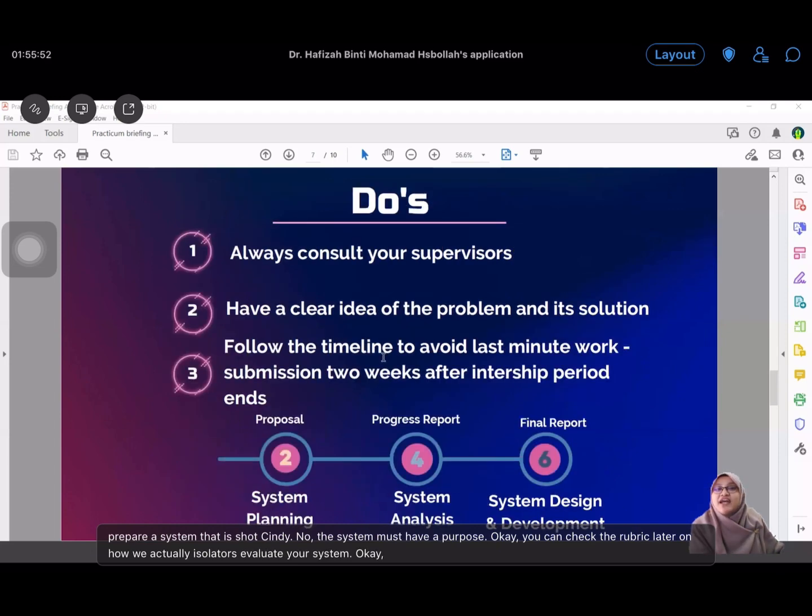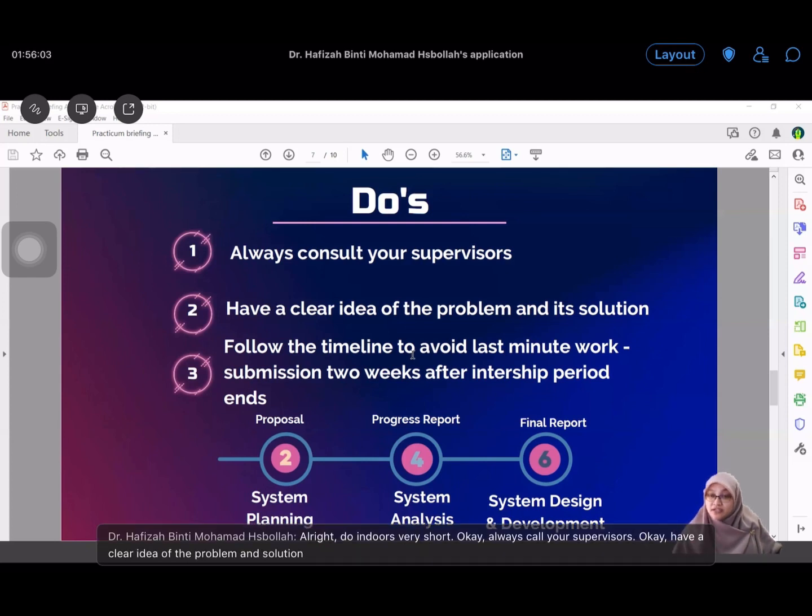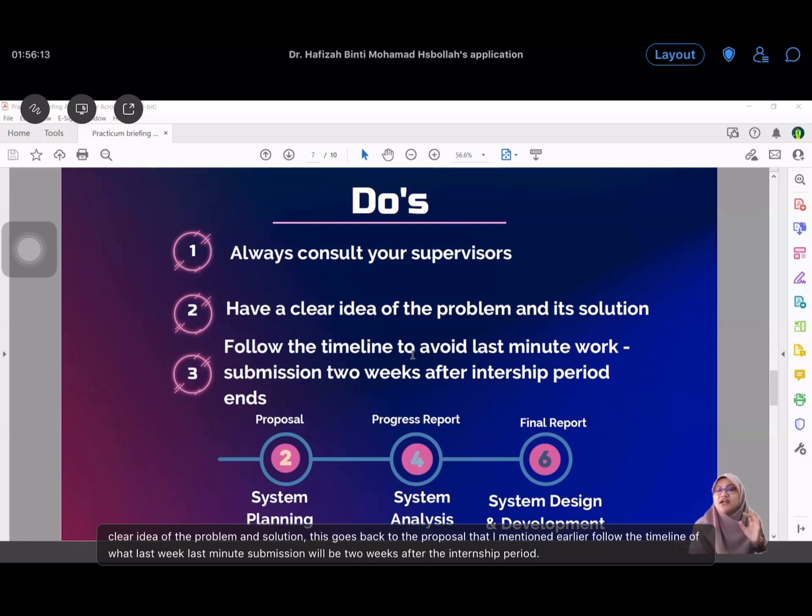Next slide. All right. Do's and don'ts, very short. Always consult your supervisors. Have a clear idea of the problem and its solution. This goes back to the proposal that I mentioned earlier. Follow the timeline to avoid last minute work. Submission will be 2 weeks after the internship period ends. So try to follow what we call the timeline.